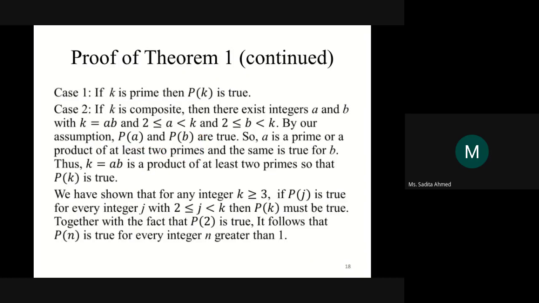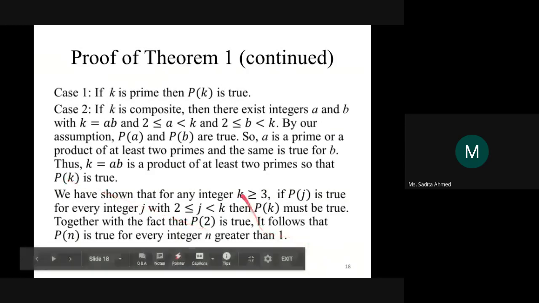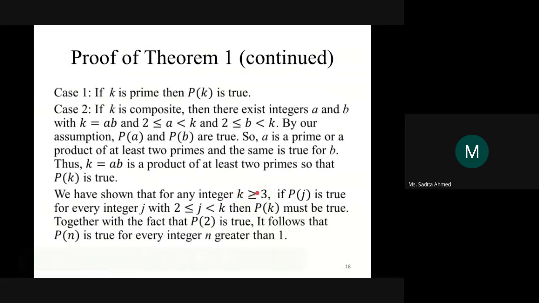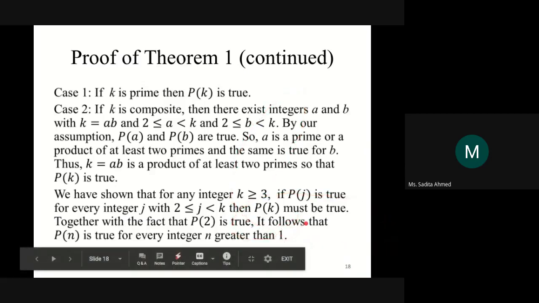That's what I'm asking. So here, when we have proved that the statement is true for k, once we have proved that, what can we say? Based on strong induction, we have proved it. The statement is true for 2. We have also proved that the statement is true for any integer k greater than or equal to 3. For all possible values of k greater than or equal to 3, we have proved that the statement is true. So combining the basis step and the inductive step, we can say that the statement is true for all integers n greater than 1. So based on strong induction, we can claim this.